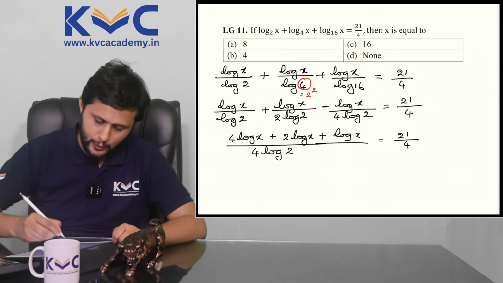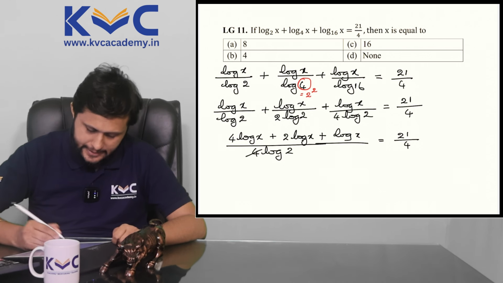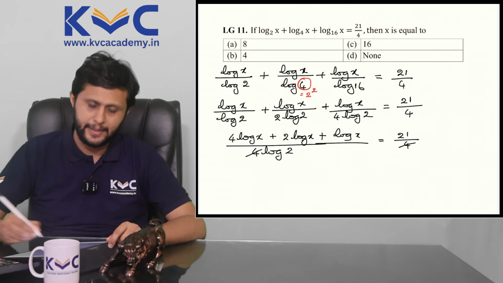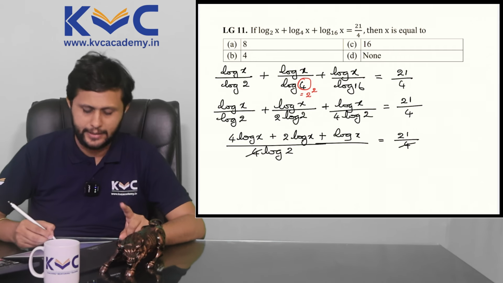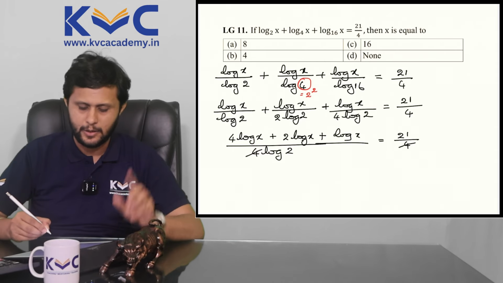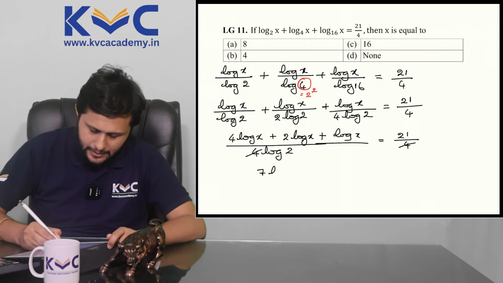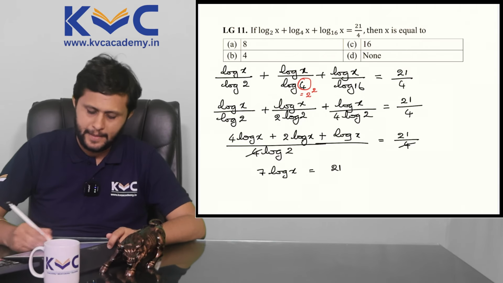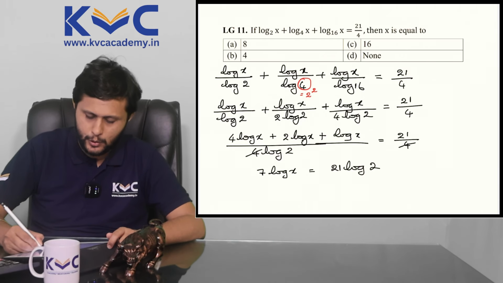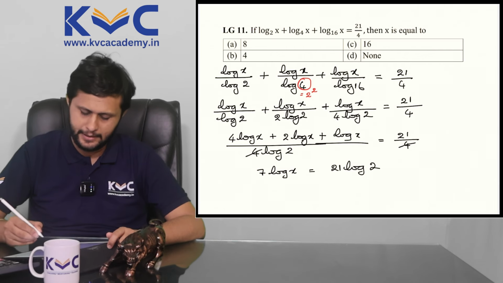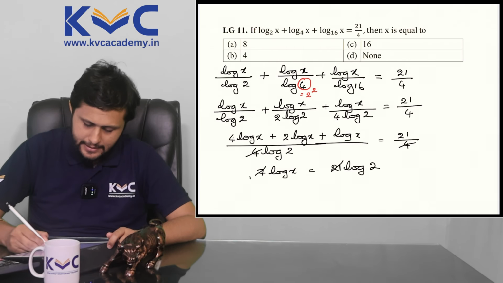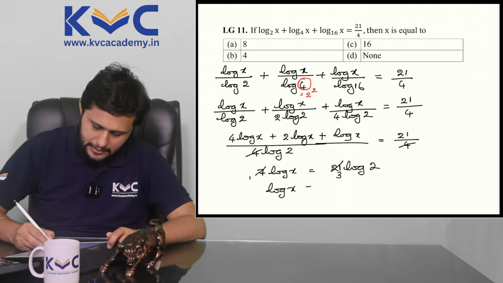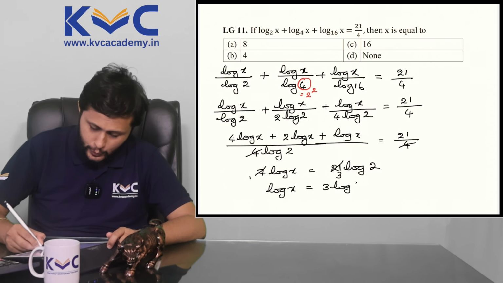Right hand side 21 by 4. Now if you see, there is 4 in the denominator of the left hand side and 4 in the denominator of the right hand side, which cancels. In the remaining numerator we can add 4 log x, 2 log x, log x: 4 plus 2 plus 1, 7 log x equal to 21. Cross multiply, log 2 goes to the other side. Correct? Further, 7 goes once, 7 goes 3 times. Correct? So log x is equal to 3 log 2.